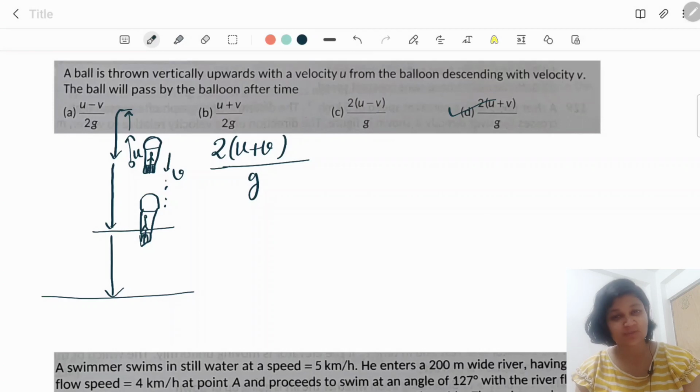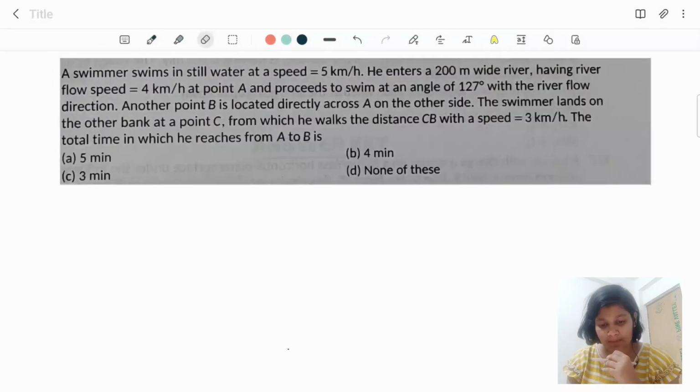Hope it is clear to you. It was a very interesting problem. Our next problem is also going to be interesting. So let us look into this problem.